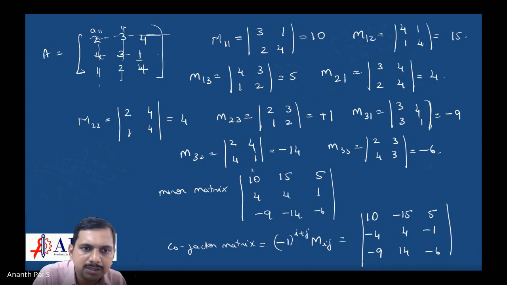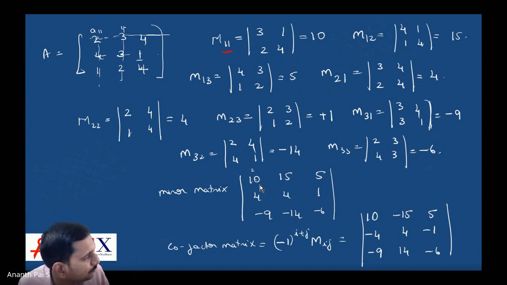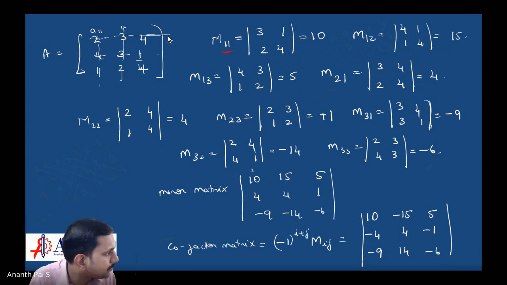So what are the minors? M11 for that is 3, 1, 4, 2. So that 3, 1, 4, 2 is the minor. What is the determinant? 10. That you write over here. You write directly, right? You write 10. Here this is M12. This one, 3 you mask. You have to write 4, 1, 1, 4. The magnitude of that is 15.